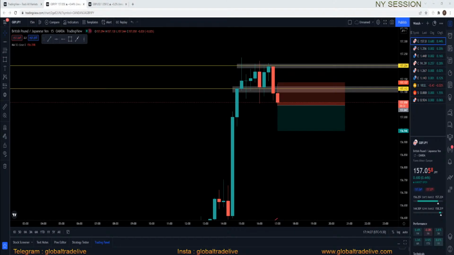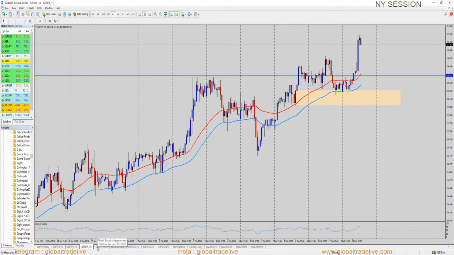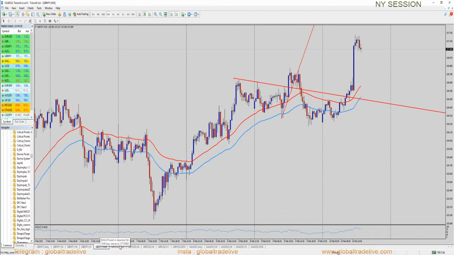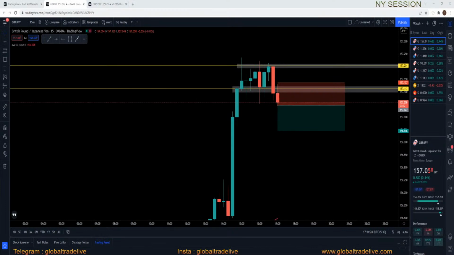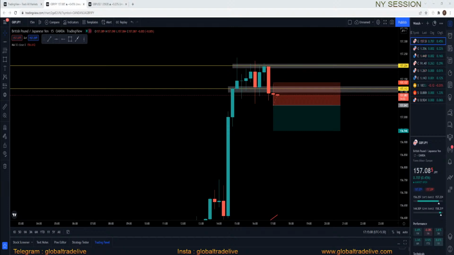There should be a retracement. So close 50% over here to manage the risk. So let's see if the current 15-minute candle breaks the low of the previous one or not.